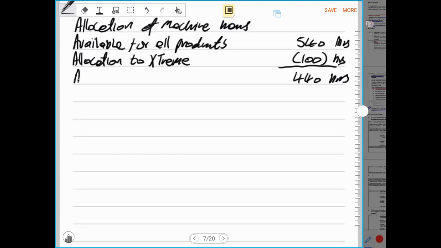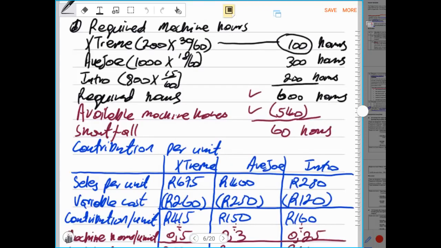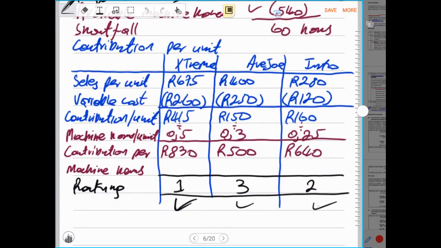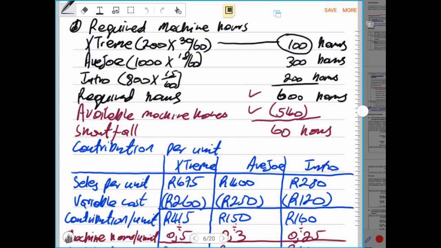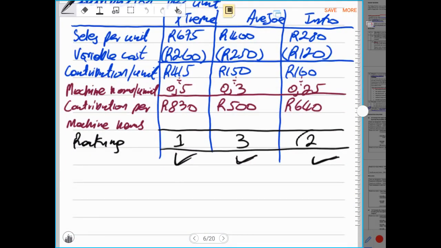Then we say available for Intro and Avjo. Meaning these remaining hours are available for the rest of the products, which is Intro, and I'm saying Intro because Intro is ranked second. Then Avjo, meaning the remainder will be left for Avjo. So the remainder of the hours are available for the remaining 2 products. Therefore, we allocate based on our ranking. The second product, rank number 2, is Intro.